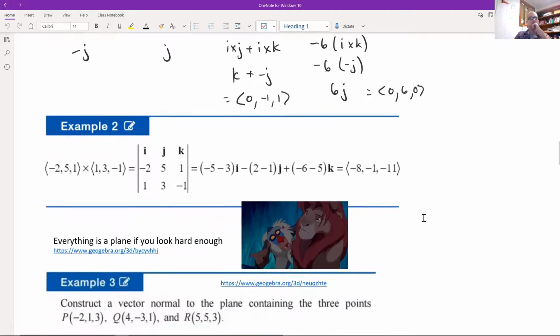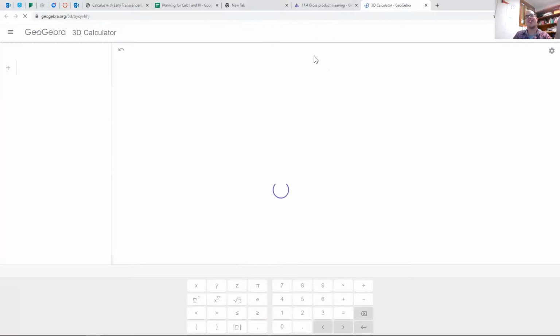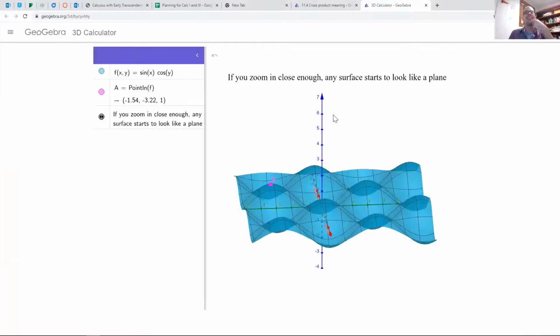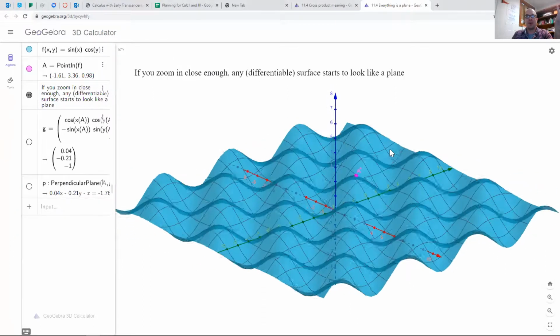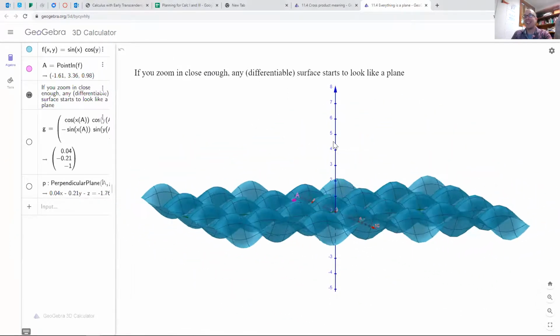The next thing I want to motivate is that everything is a plane if you look hard enough. And we have Rafiki here to remind us to look harder. What I mean is, we are actually in multivariable calculus, even though we haven't done any calculus yet.